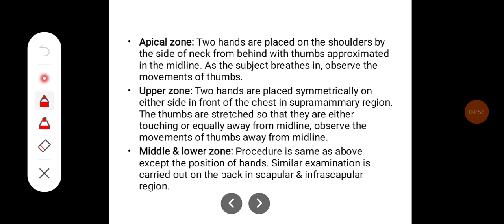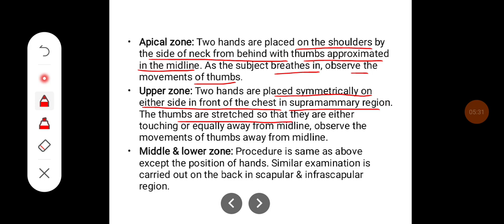Before you try to look for the respiratory movements, ask him to take a deep breath while you are examining the movements. In apical zone, the two hands are located on the shoulders by the side of the neck from behind, with the thumbs approximated in the midline. As the subject breathes in, observe the movements of the thumb. To examine the upper zone, the two hands are placed symmetrically on either side of the front of the chest in supramammary region. The thumbs are stretched so that they are either touching or equally away from the midline. And observe the movements of thumbs away from the midline.